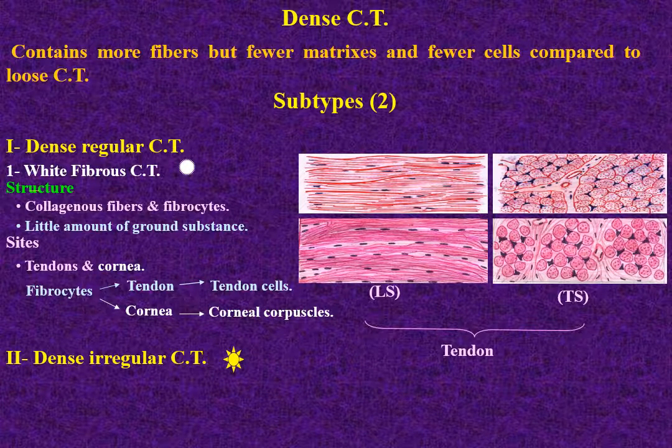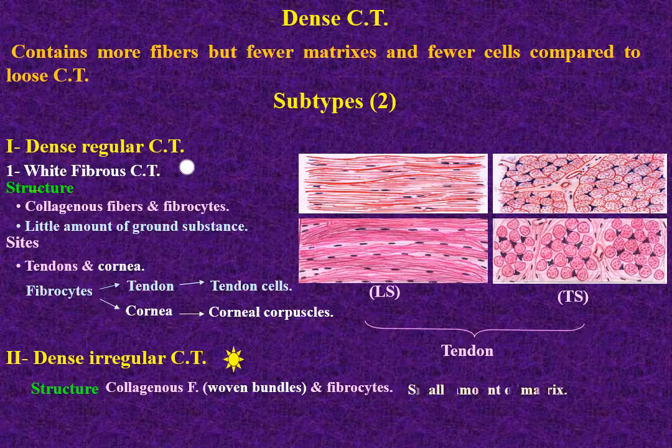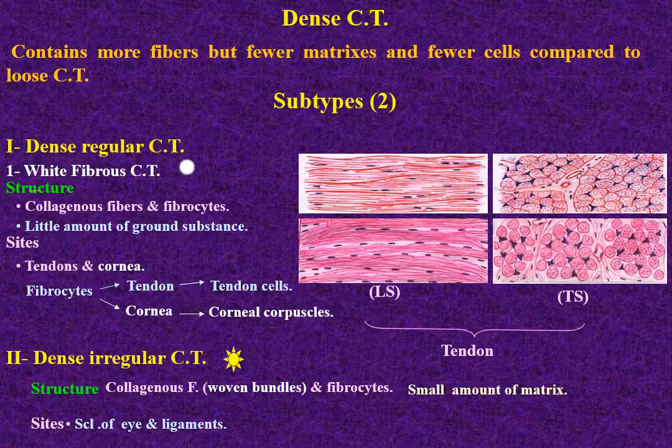Dense irregular connective tissue. Structure. It consists of collagenous fibers and fibrocytes in small amount of matrix, similar to the regular type, but the fibers are arranged in woven bundles, not parallel bundles. Sites. It is found in the sclera of eye and ligaments, in the periosteum, perichondrium, dermis of the skin, reticular layer, and capsules of organs.